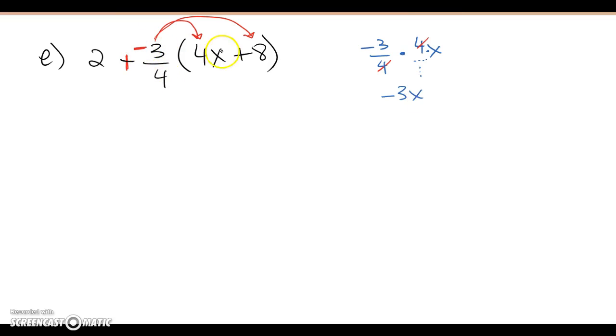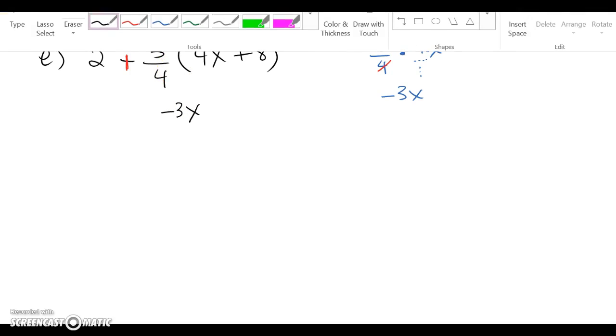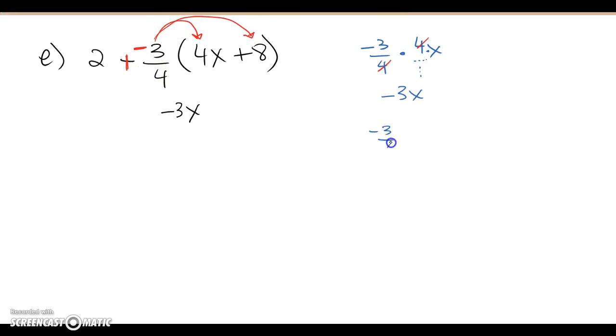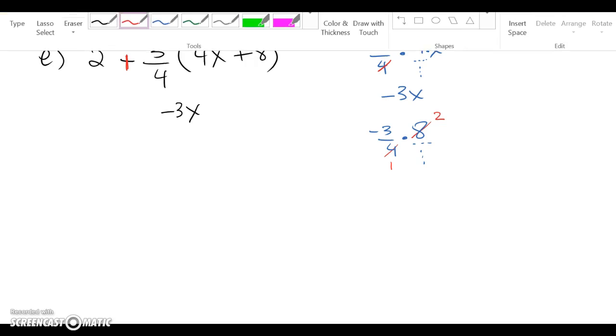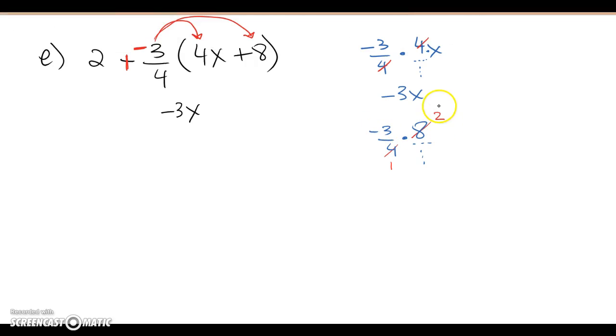So when all of the first one multiplies with all of the first one inside the parentheses, things cancel out, and I really just get a negative 3x nicely. Now let's do the same thing with the second guy. Negative 3/4 times the second guy waiting around, which is a positive 8. And again, I can think of that as 8 over 1, and then do my reducing. 4 into 4 goes once, 4 into 8 goes twice. So I end up with negative 3 times 2, which is negative 6, over 1, which I don't have to put there anyway.